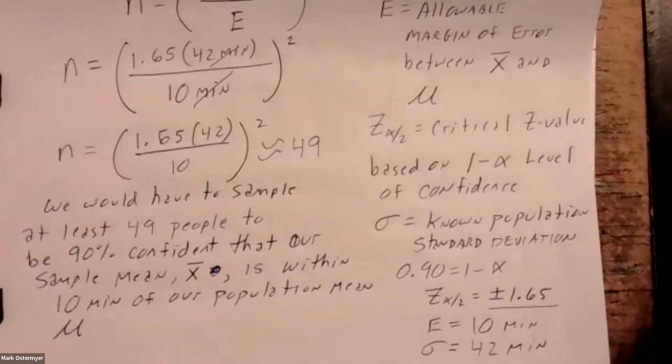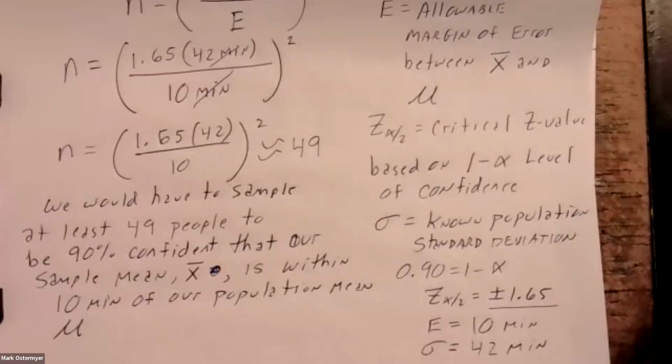So as long as we select a sample of size 49 or larger, we can be 90% confident that when we compute the mean of that sample, ladies and gentlemen, that sample mean will be in no more error when compared to the unknown population mean than 10 minutes. In other words, the difference between the population mean and the sample mean will be no larger than 10 minutes. And we can be 90% confident in saying that when we select a sample of at least size 49 from this population. That's what that 49 is saying.